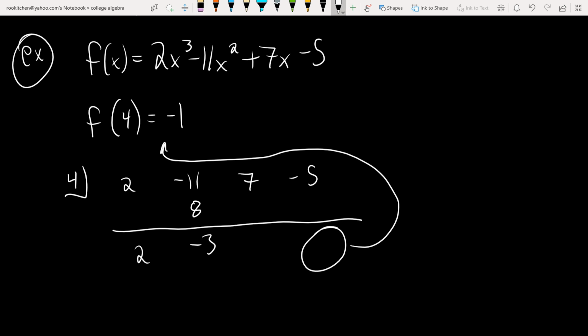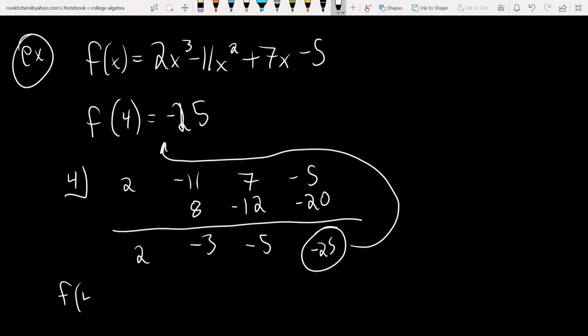All right, so anyways, 4 times negative 3 is negative 12. Negative 12 plus 7 is negative 5. And then negative 5 times 4 is negative 20. So the answer is actually negative 25. Sorry about that. Negative 25. So it changes having to do a bunch of harder multiplication into an easier problem.